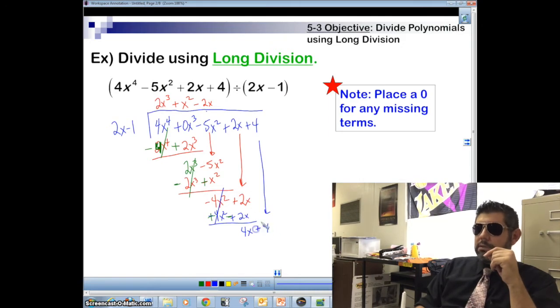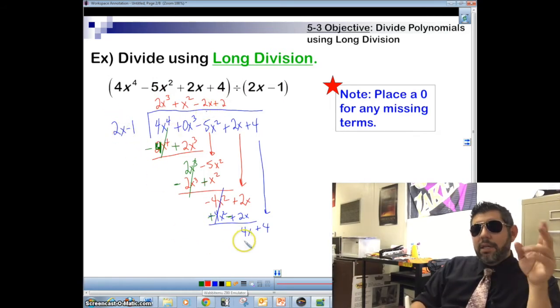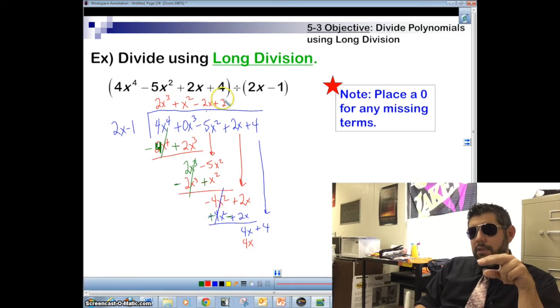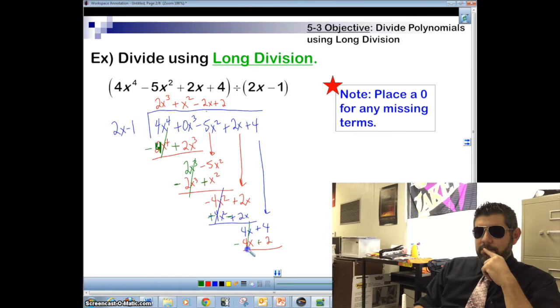Our last step here is to add 2. Because 2 times 2x is 4x. 2 times negative 1 is negative 2. Change the sign, and I get 6.